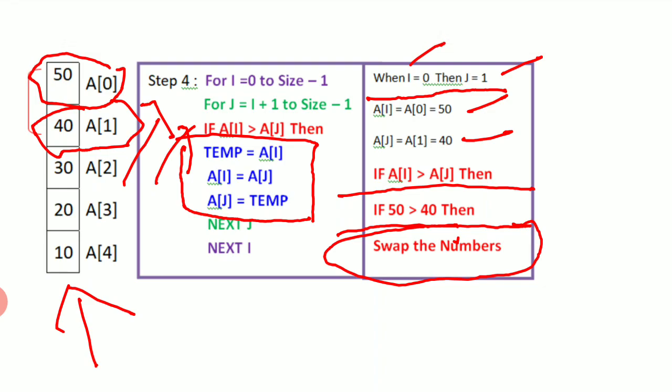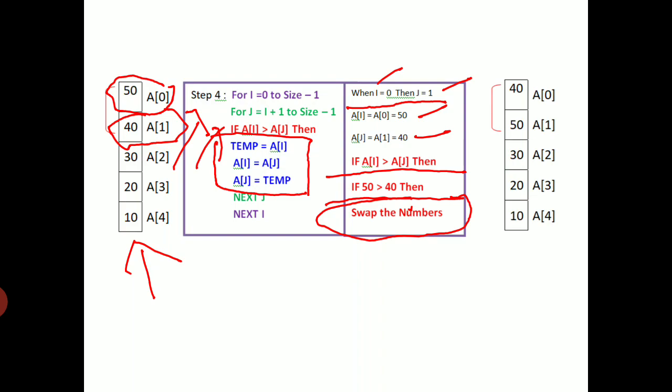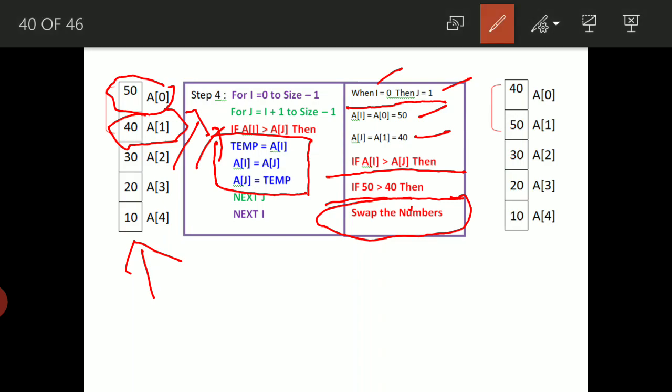And how will the output be when i equal to 0 and j equal to 1? Remember this part. When i equal to 0 and j equal to 1, we are going to get this output. You can clearly observe here the two numbers are swapped. Swapped means their positions are interchanged. In the first position we had 50, but now it is swapped with 40. In the second position we had 40, but now it is swapped with 50.